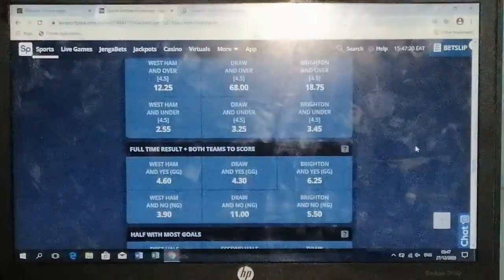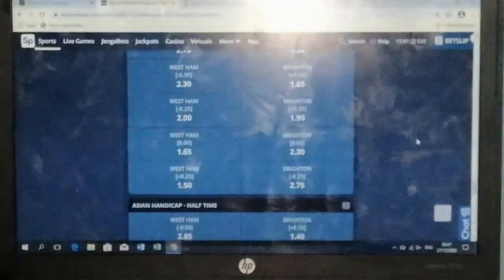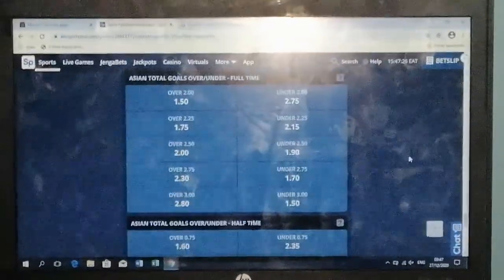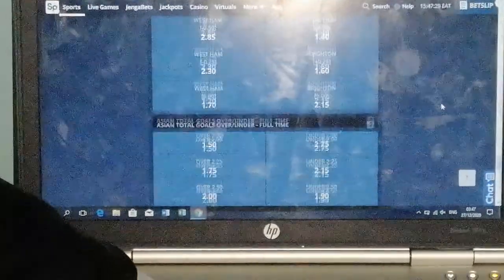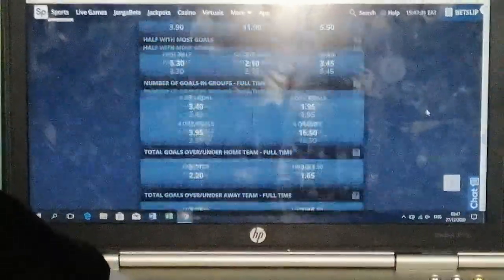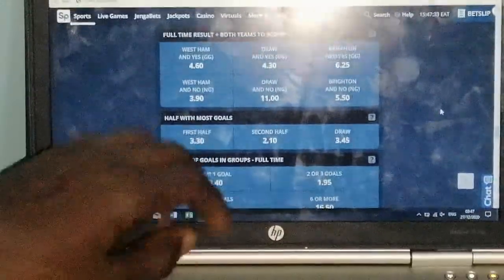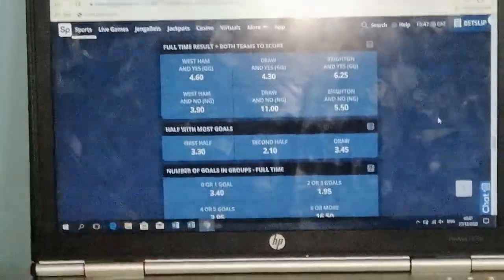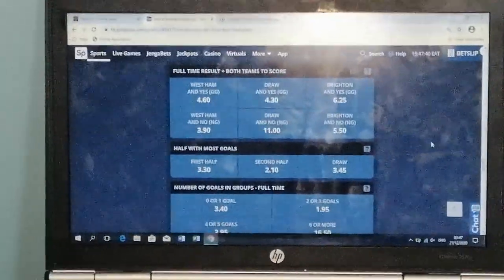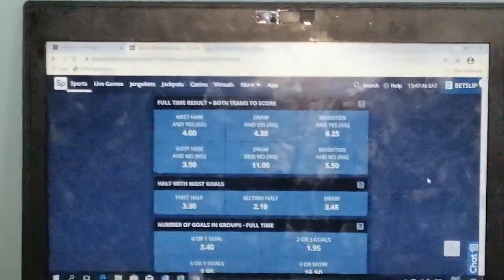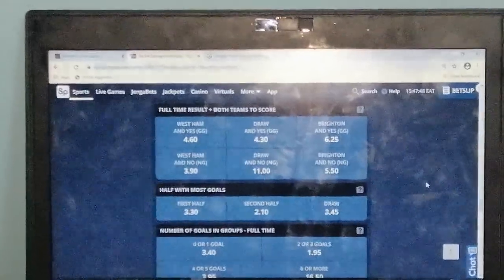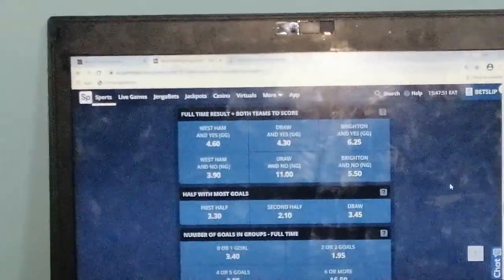Team X, Team Y. That option is somewhere here. Just a moment. First half with the most goals is 3. Take the value. Half, let's take the value, is 3.2.